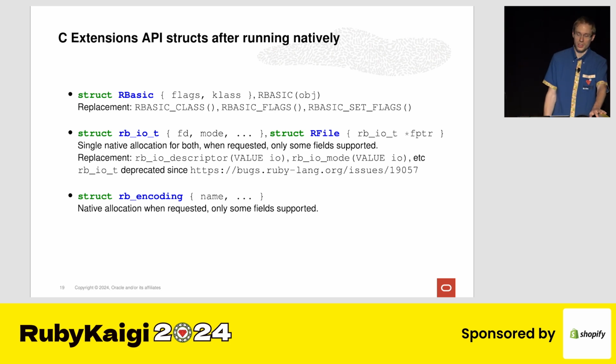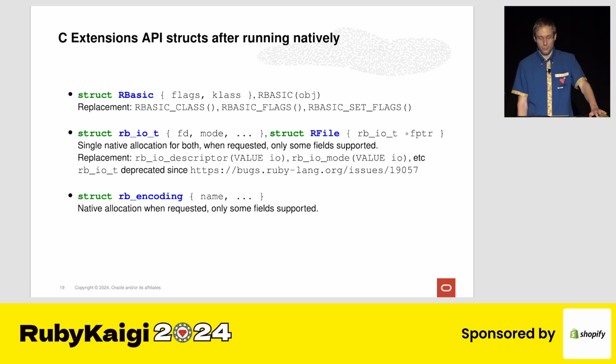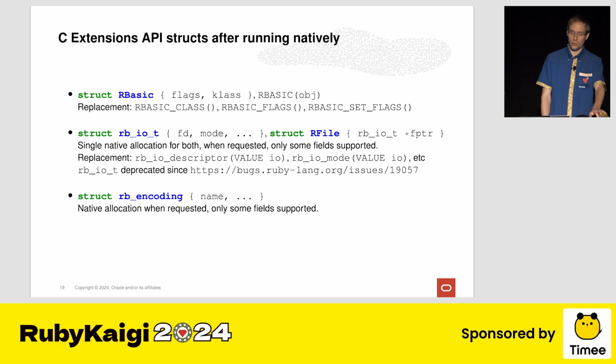But there's more struct in the C API. For instance, the RBIO and RFile, which are both structs related to IO objects. And we still need to support them. So what we do is, when they are requested, when they are needed, we actually do a native allocation, we do a malloc, and then we set the fields, and we only support some of the fields, so we just don't define the other ones, and make sure they are not accessed. And so this works. It's not ideal, but it works.